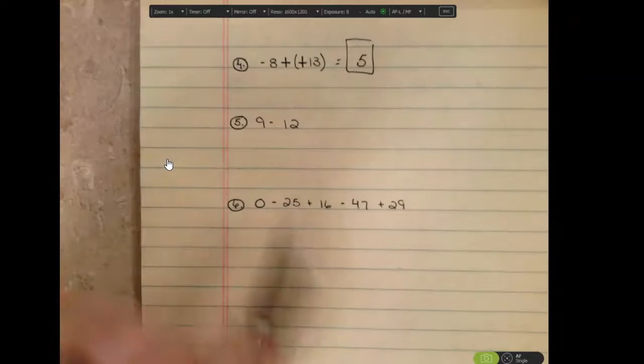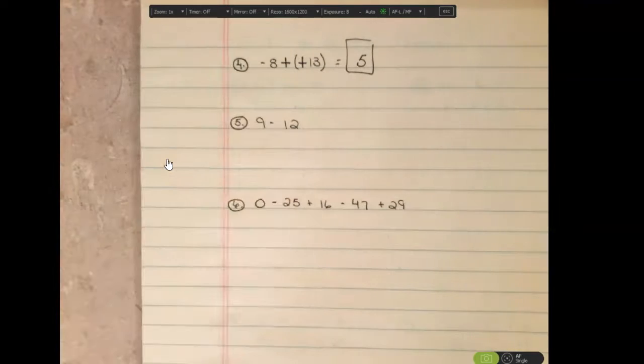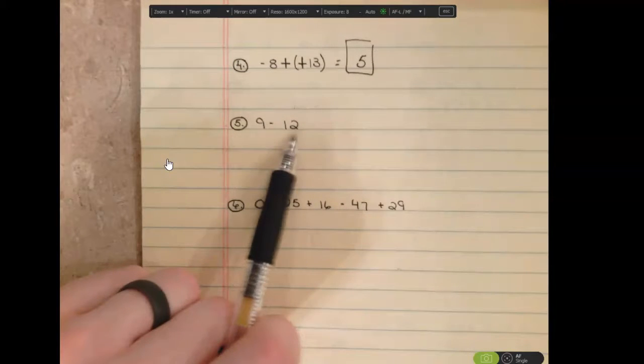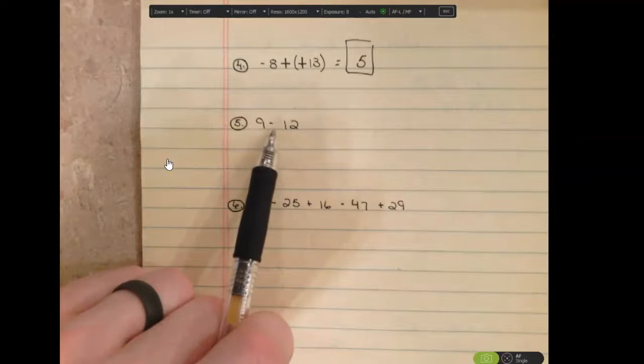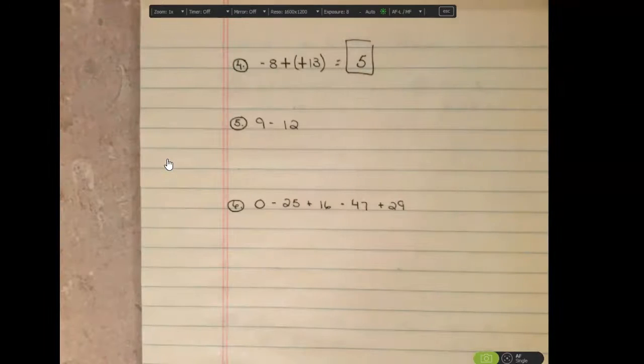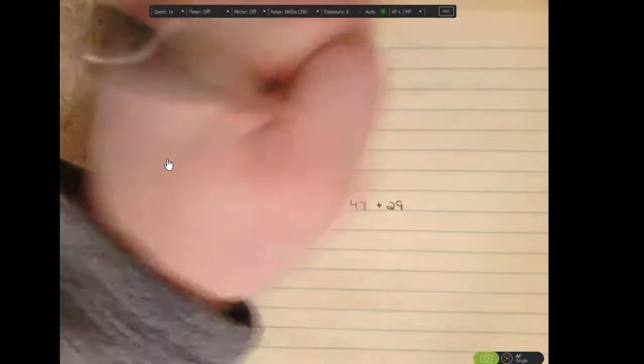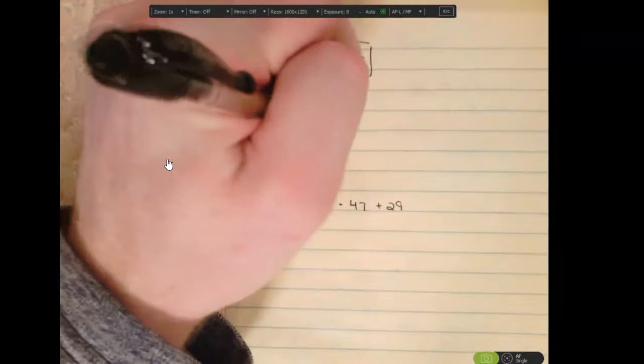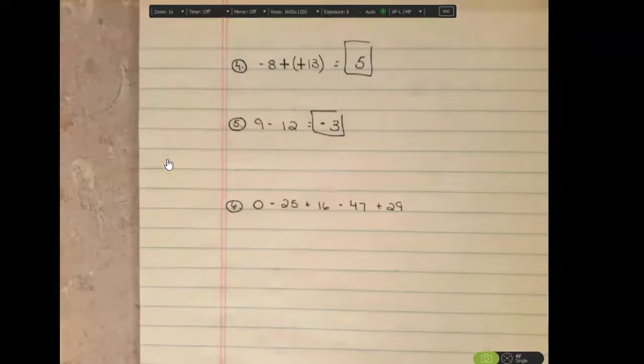Let's look at number 5. 9 minus 12. So for this problem, I've got one positive, and this minus 12, it acts as a negative. So my 12 really is negative here. So 9 minus 12. So I've got a positive and a negative. So I'm going to subtract the two numbers. So that's going to be 3. 12 minus 9, subtract the two numbers, 3. Take the sign of the larger number. 12 is larger. 12 is negative. So negative 3.